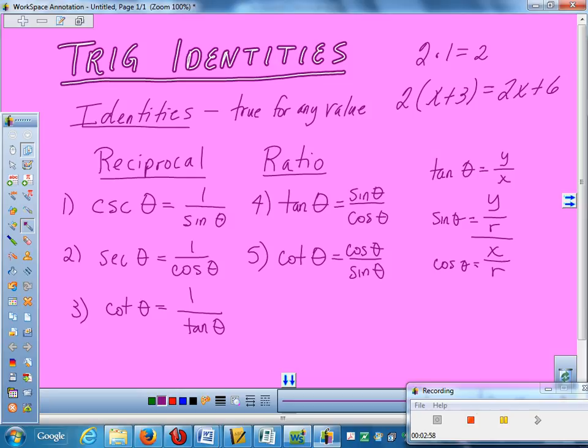Most of the time as we work problems, probably 85–90% of every problem you'll ever work, you'll want to change it into sines and cosines because sine and cosine are related to all the other trig functions. So a lot of times you have a problem with a tangent in it and you're going to go, I need sines and cosines. So you're going to use number 4 and 5 a lot so you can get it into something that's easier to work with. Okay, so then the last three, anybody have any recollection?